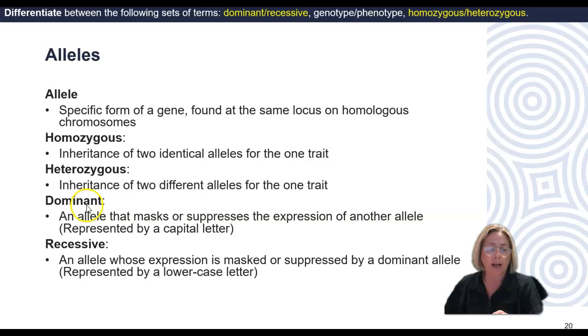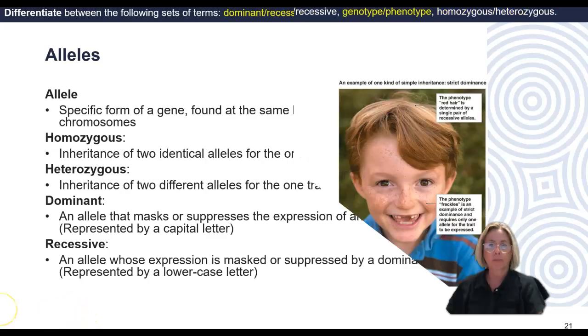Dominant alleles are represented using a capital letter, so it might be a capital T or a capital A. And a recessive allele is represented by using a lowercase letter, so a lowercase t or a lowercase a, or other ones.